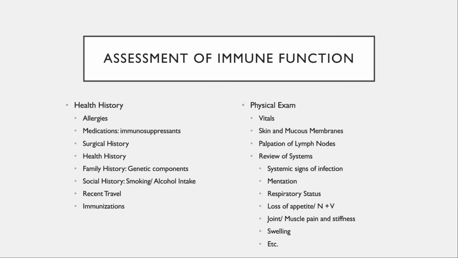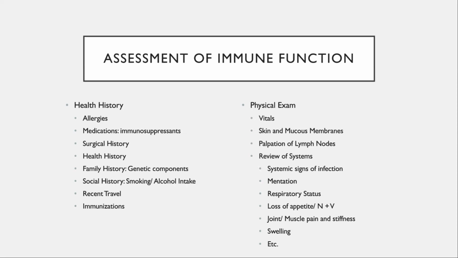We want to know their social history, in particular smoking and alcohol intake, because that can lead to impaired immune response. Also, if they're doing things like IV drug use, it can increase their exposure to certain pathogens. We want to know if they've had any recent travel, especially to countries where they're not used to the pathogens that may be around. And then we want their immunization history.